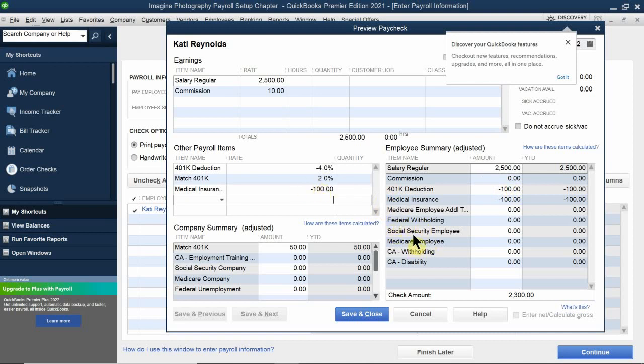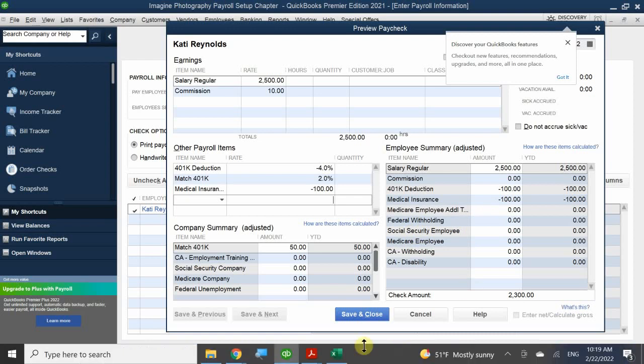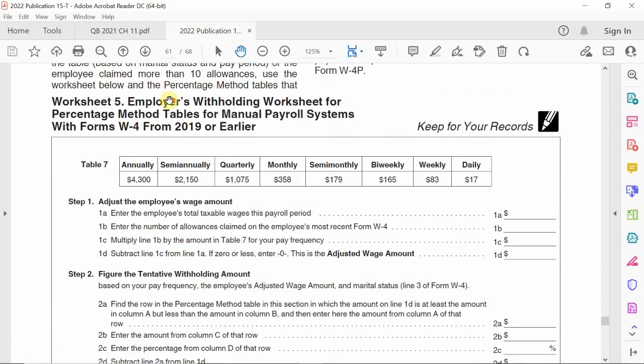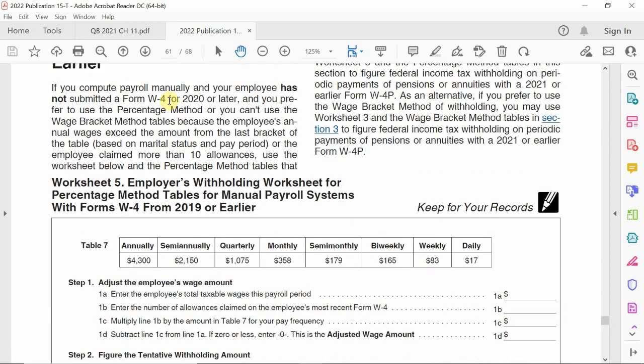Next one is going to be federal income tax withholdings. Federal income tax withholdings is something that you have to manually calculate using your table. This is what I already brought up. Since she's been an employee there since 2008, she submitted to us a 2019 and prior W-4 form. So this is what we have to do.